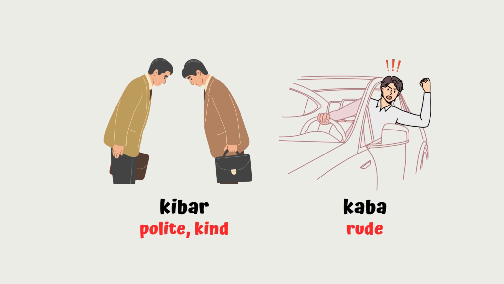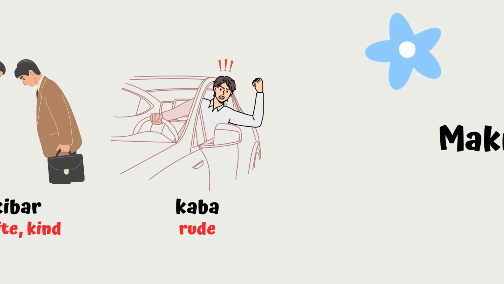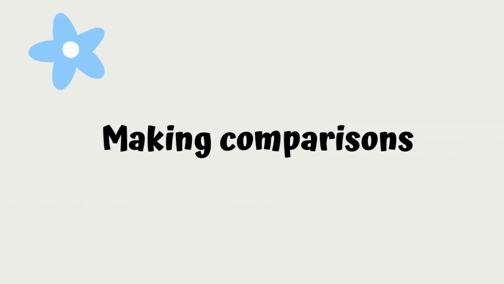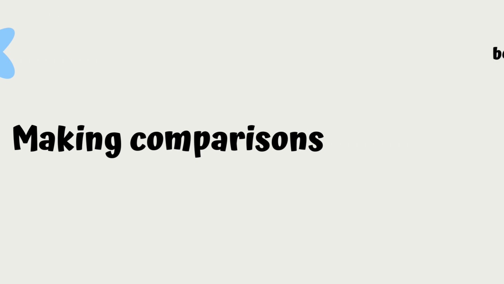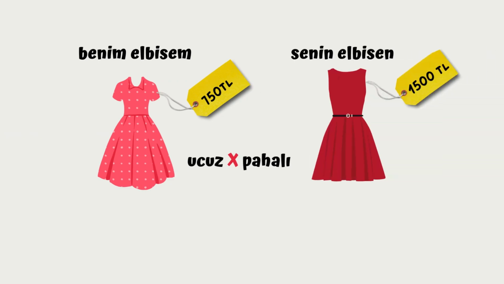So these are all the adjectives we have studied so far. There are about 30 adjectives. So let's move to making comparisons. So how do we compare things or people or places in Turkish? So let's take a look at this picture. So we have 2 beautiful dresses.